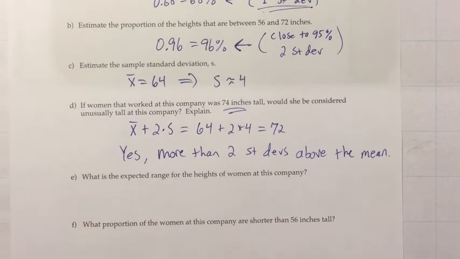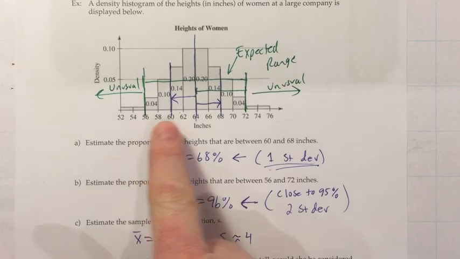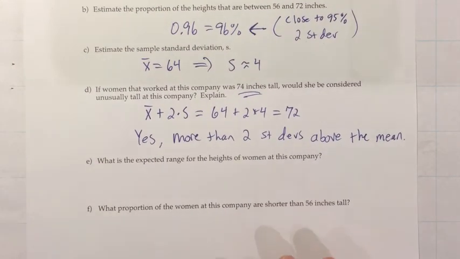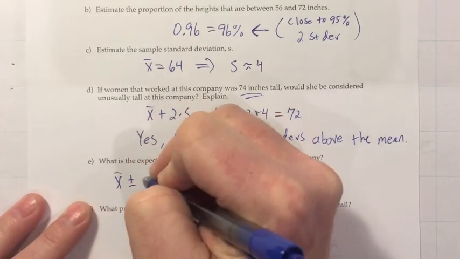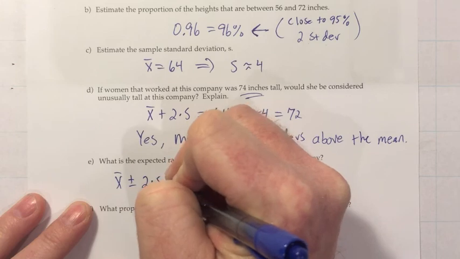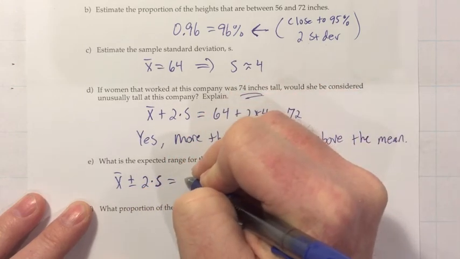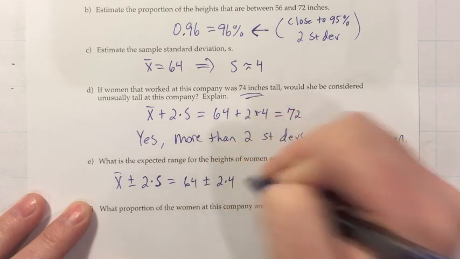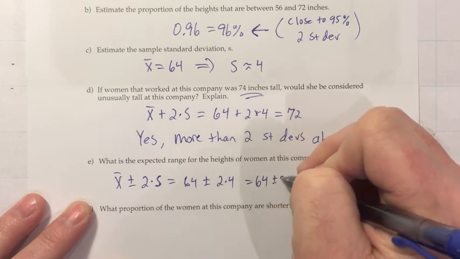What's the expected range for the heights of the women at this company? Well, we already have it labeled up there on our picture. It's anything from 56 inches to 72 inches. The computation for that, if you didn't have the picture, would be to do X bar plus or minus 2 times the standard deviation. Again, that's an S, not a 5. So that would be 64 plus or minus 2 times the standard deviation, which is 4. That's 64 plus or minus 8.